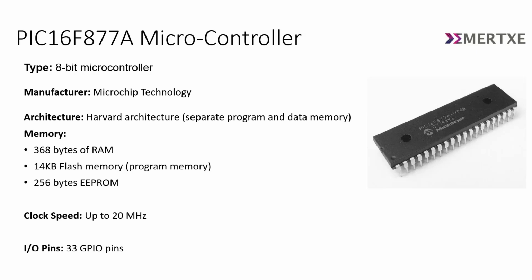Next we come to the PIC16F877 microcontroller. We will see its specifications like type. It is an 8-bit microcontroller designed by Microchip Technology, and it has Harvard architecture. We see the memory here: 368 bytes of RAM, 14 KB of flash memory, and 256 bytes of EEPROM. And the clock speed of the PIC microcontroller is up to 20 MHz. Input output pins: there are 33 general purpose input output pins.